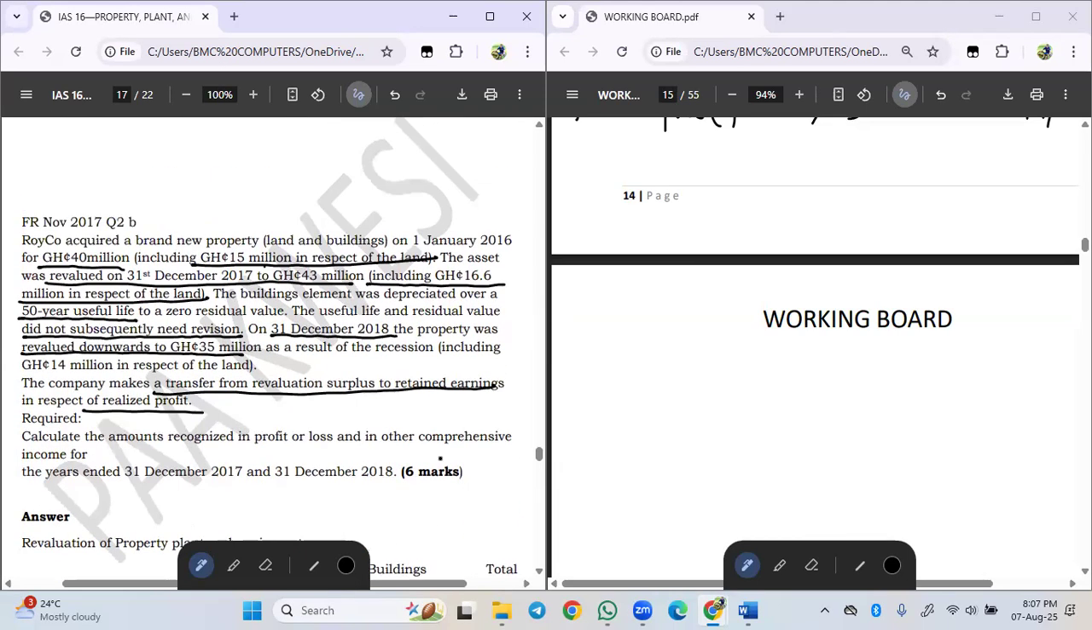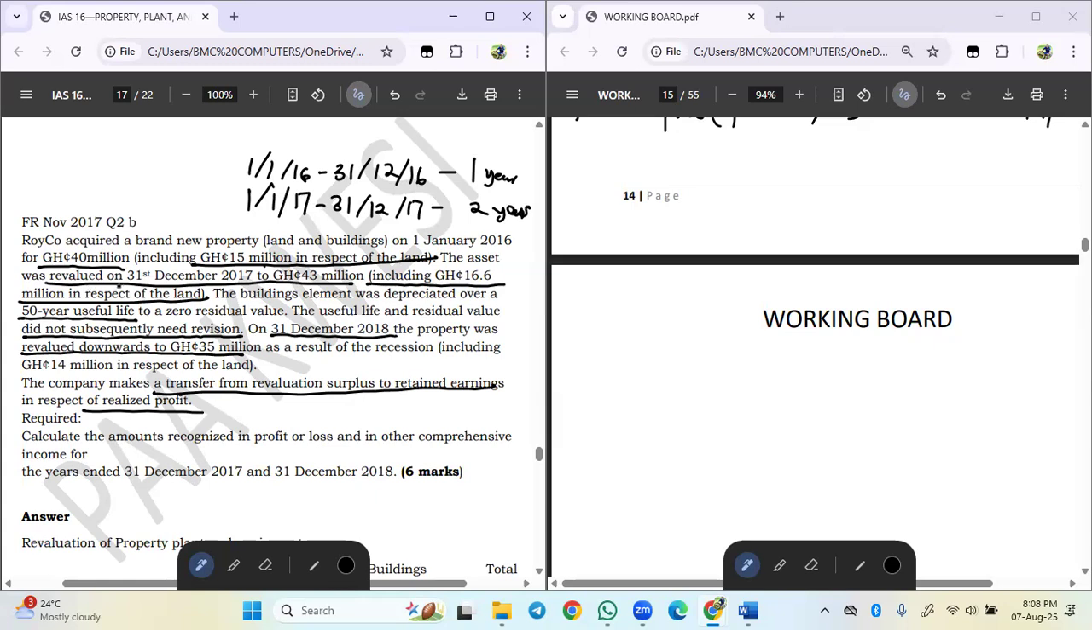Let's look at how depreciation is calculated. The useful life of the building is what? 50 years. Now, you ask yourself, when was the revaluation? From 1st January 2016 to 31st December 2016 is 1 year. From 1st January 2017 to 31st December 2017 is what? 2 years.